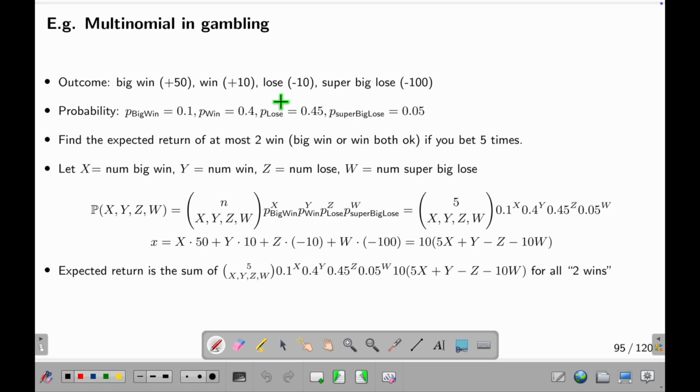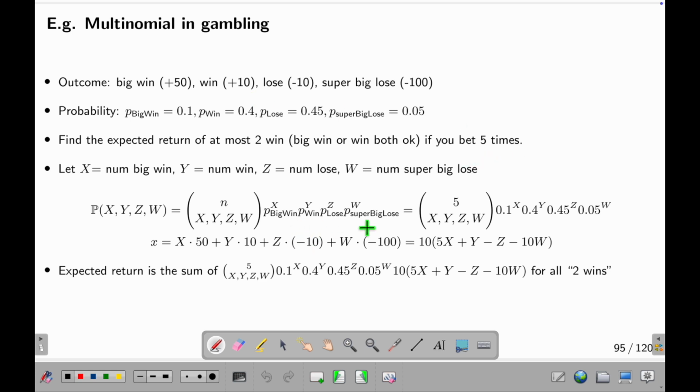So here's another gambling. Suppose you now have 4 choices. You have big win, win, lose, and super big lose. And you also have the probabilities. Big win is 0.1, 10%. Win is 40%. Lose is 45%. Super big lose, very unlikely, 5%. You do the same thing. You want to find the expected return of at most 2 wins, but this time it's more complicated. Win means either win or big win, okay? And you bet 5 times.